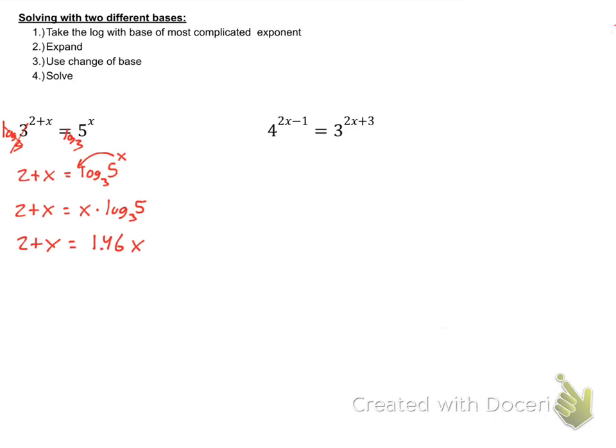Now I have x's on both sides. This is just an Algebra 1 style problem. A single x is smaller than 1.46 x's, so 2 equals 0.46x. So if I take 2 divided by 0.46, I end up with 4.35 is equal to x.